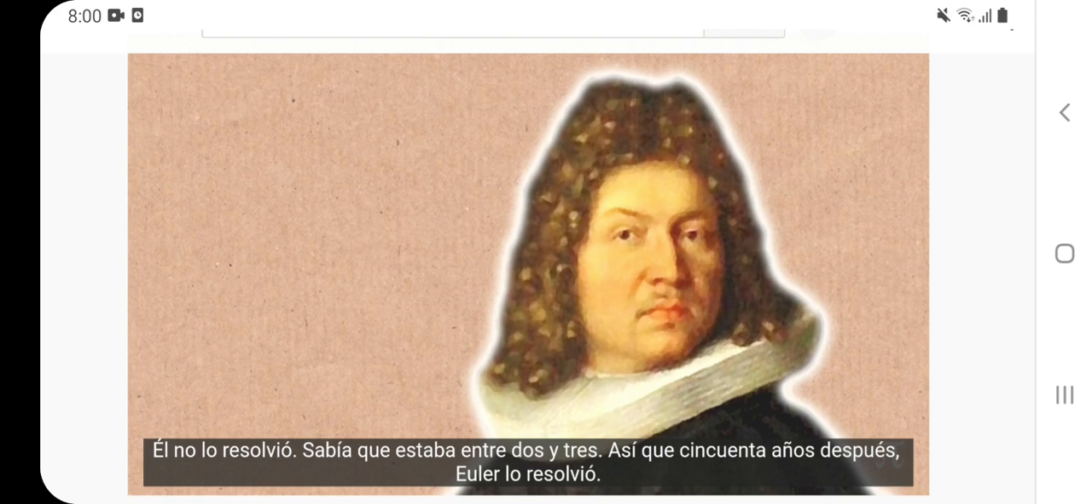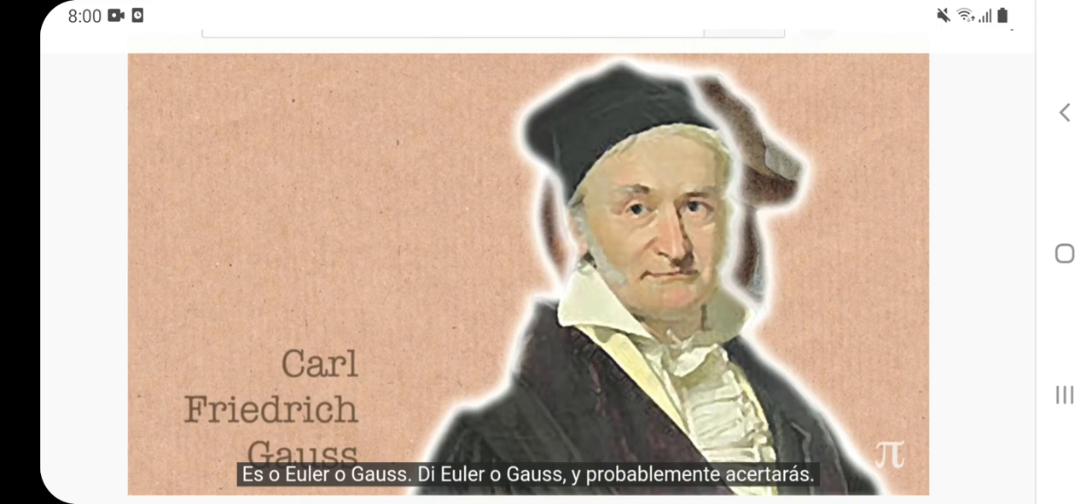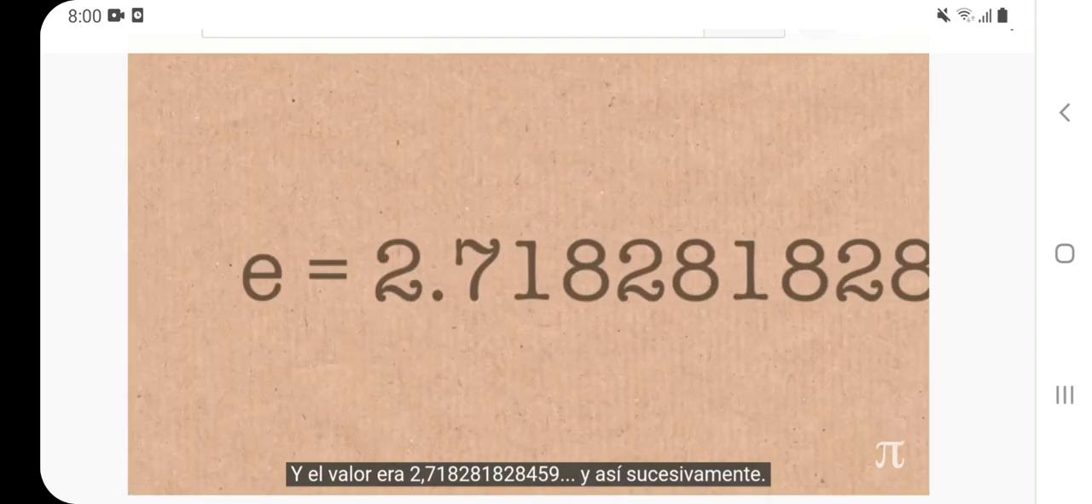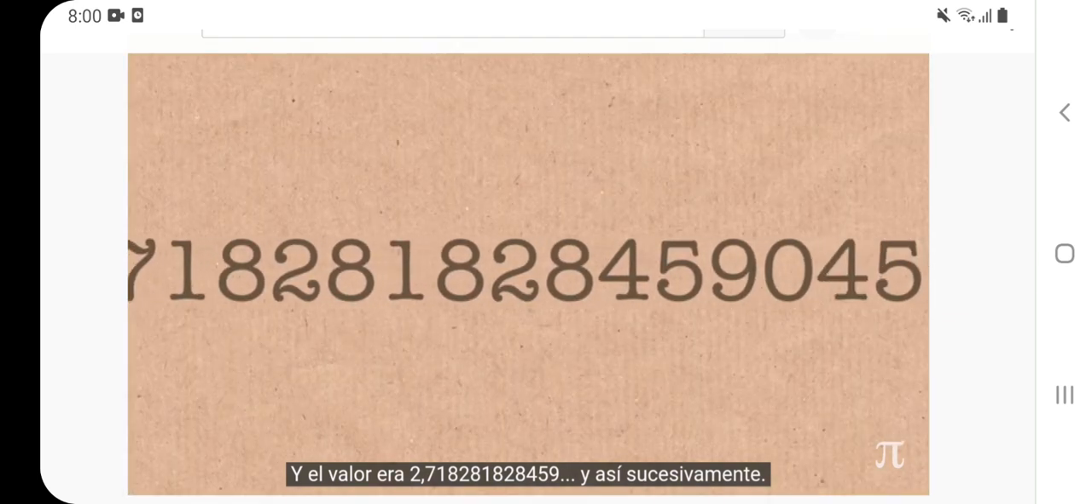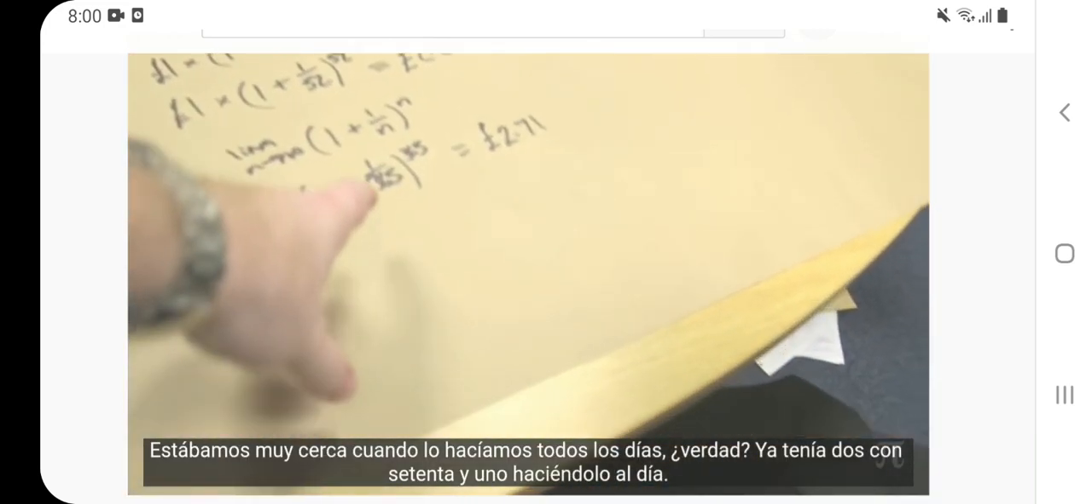He didn't work it out. He knew it was between 2 and 3. So 50 years later, Euler worked it out. Euler, he works everything out. Him or Gauss? Yeah, it's either Euler or Gauss. Say Euler or Gauss, you're probably going to be right. And the value was 2.71828182845, and so on. We were pretty close when we were doing it daily, weren't we?